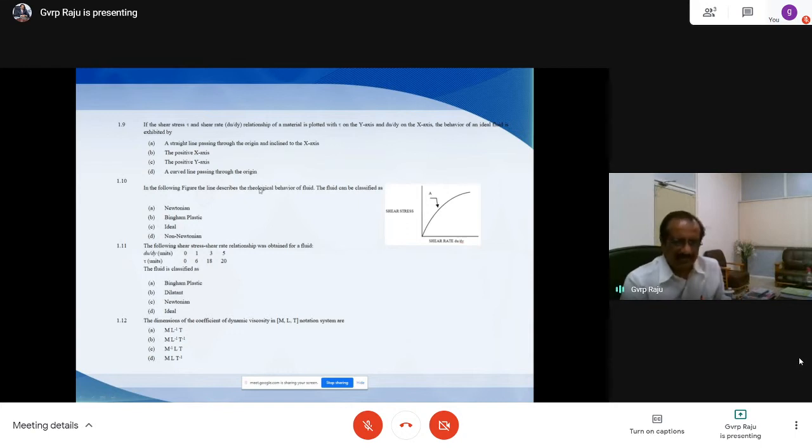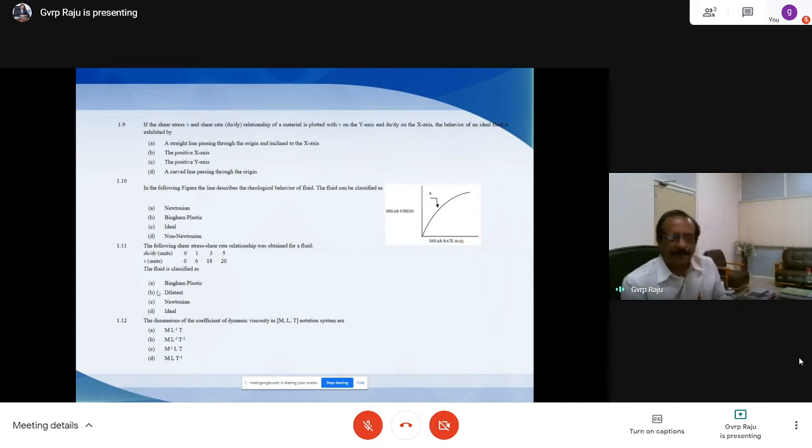So rheology means it is non-Newtonian fluid. So you can get a clue from the rheological behavior because it relates to non-Newtonian. Also you can get a clue that it is a non-linear variation. So from both the clues you can straightaway give non-Newtonian fluid. That is 1.11. So the next one.